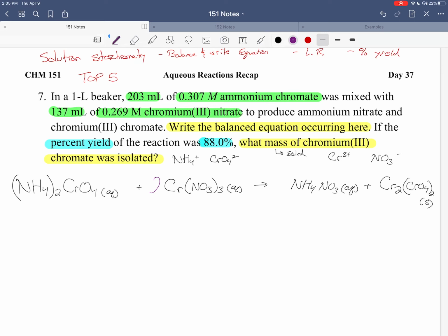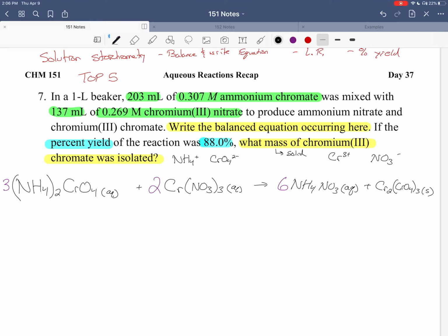All right, balancing. I need 2 chromium 3s. Oh wow, let's try this again. Let's rewrite this. We have chromium, there's a 2 there, CrO4, there's a 3 there, and that's a solid. There we go. So 2 there, 3 there, and a 6 there. And that should get us what we need for a balanced chemical equation.